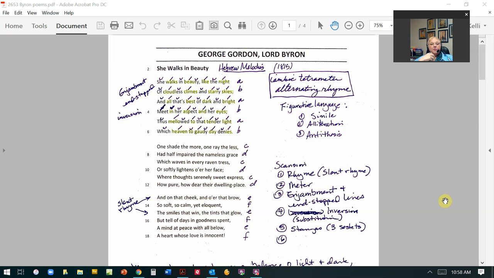It doesn't really mess with that rhythm. It is all alternating rhyme, A, B, A, B, A, B, C, D, C, D, C, D, and so on and so forth, right?